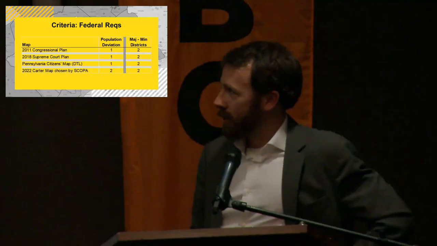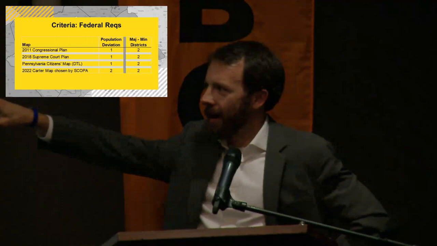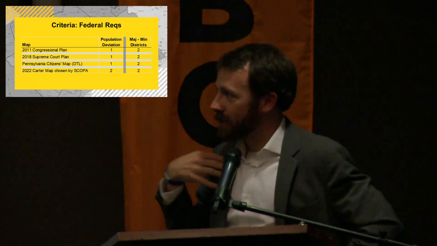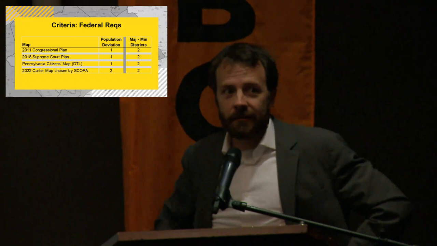You will see, not so much in this slide, but in the previous three, that top plan was abysmal in every one of these criteria. The Supreme Court plan was really, really good. It was a strong plan from the metrics. The citizens map, I think we did a fairly good job. And the Carter map was a very effective map as well. Yes, Anthony, you had a thought?